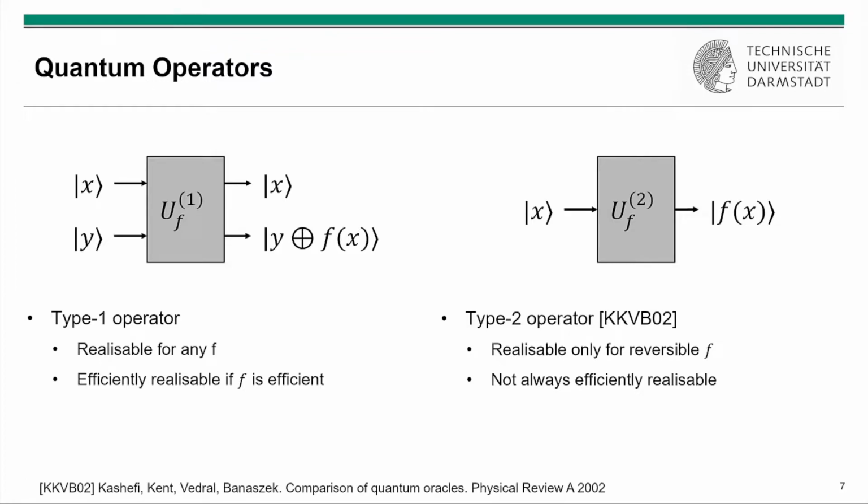And one important thing for this is these operators are only realizable for reversible functions. So for instance, you can never realize a hash function with such an operator because they're not reversible. And the other thing, these operators are very strong in the way that it's not always clear that you can actually efficiently realize such an operator.